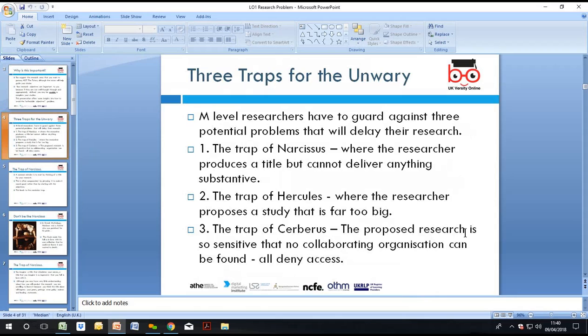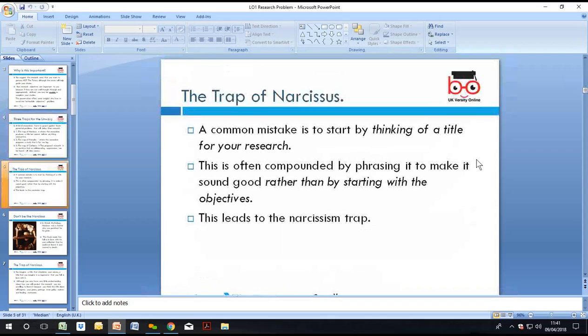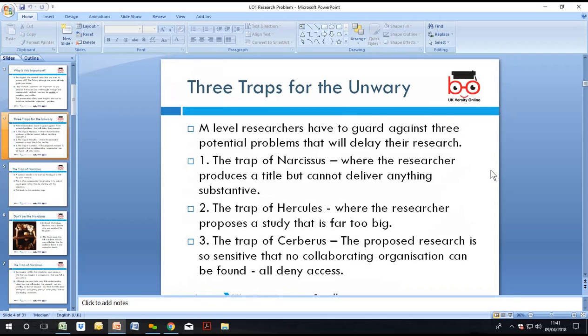So, 3 traps for people that are not wary. Researchers at this level have to guard against 3 potential problems that will delay their research. The trap of Narcissus, where the researcher produces a title but cannot deliver anything to back it up. The trap of Hercules, where the researcher proposes a study that is far too big and would need hundreds of people to actually assist them to do it, and dozens and dozens of questionnaires or interviews and things of that nature. The trap of Cerberus. The proposed research is so sensitive that no collaborating organisation can be found, or any person that can assist you in gathering your information.